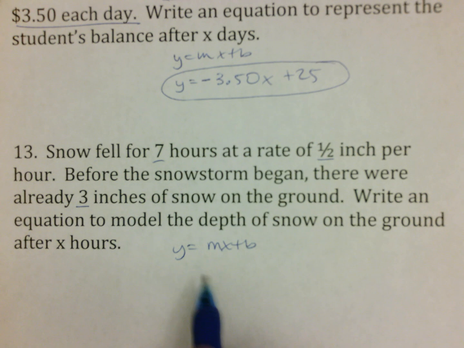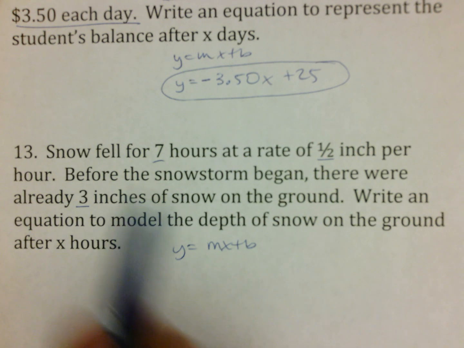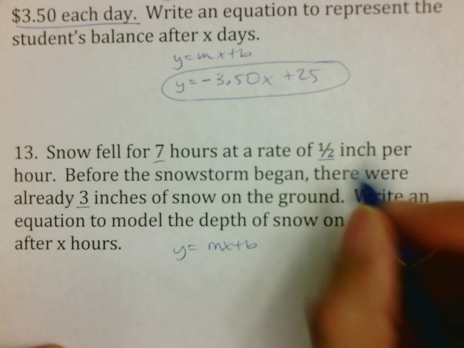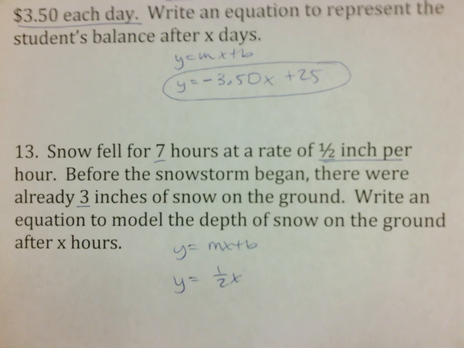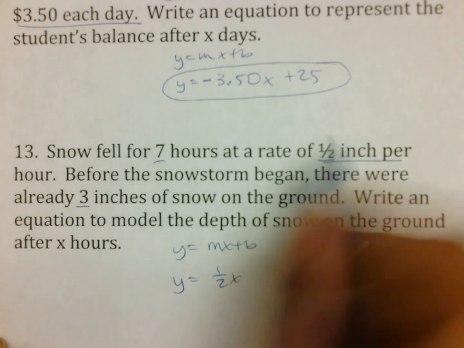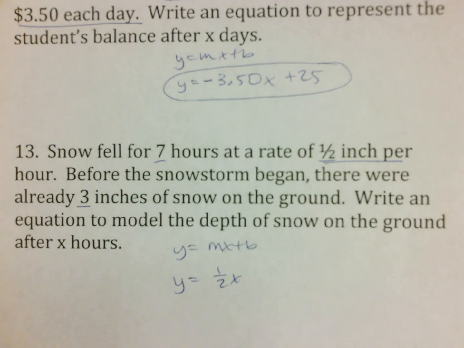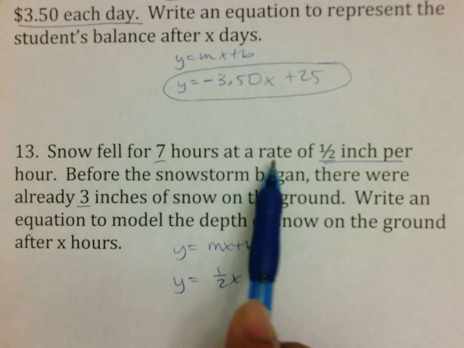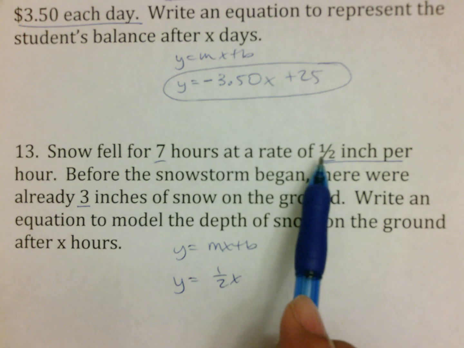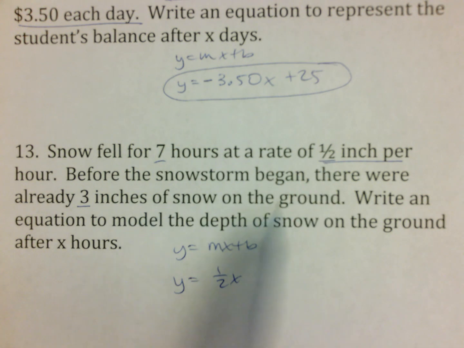So typically, again, the easiest one to find is m, and in this case, snow fell for 7 hours, 1/2 inch per hour, so I know that I'm going to use y equals 1/2 x, which means my question is which one of these numbers is important. And the way you can look at it is kind of saying, does snow falling for 7 hours affect the amount of snow, or that there were already 3 inches? Which one of these represents a starting point?